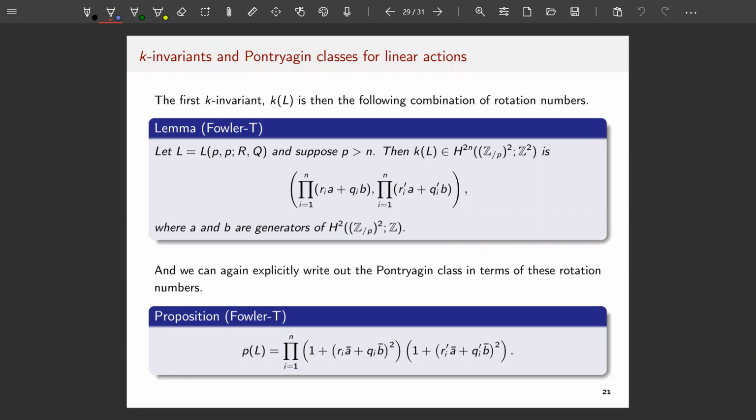That's a good question that I don't have a great answer to. Some of it definitely works for homology spheres, but I haven't looked into it as much. So I don't have a great answer at this point, but that's a great question.